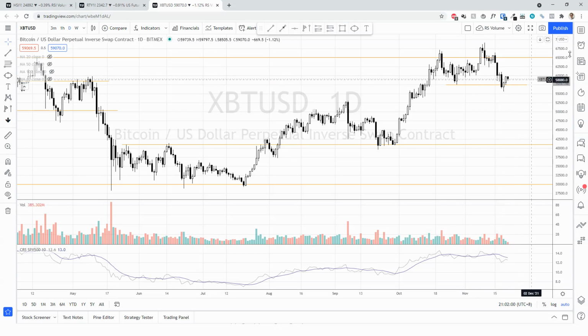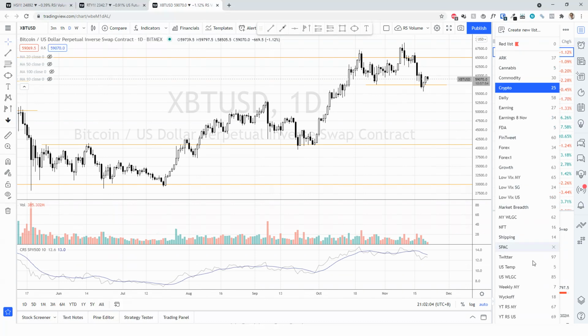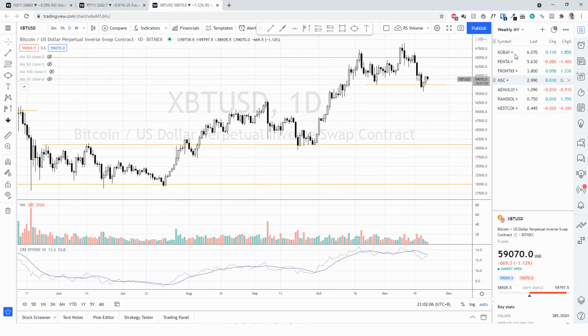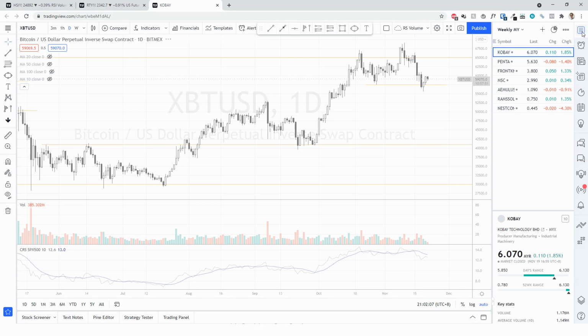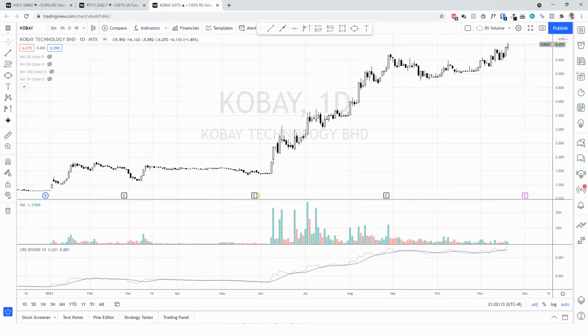All right, so that's all for the US stocks. Let's jump to Malaysia stocks. Okay, Malaysia Bursa. Still quite a number of the old stocks, which I mentioned quite a few times already. So the first one is KOBAY.